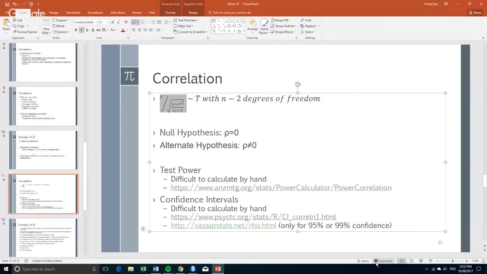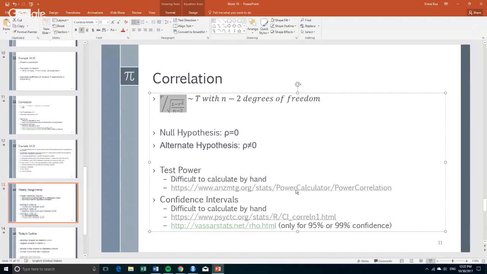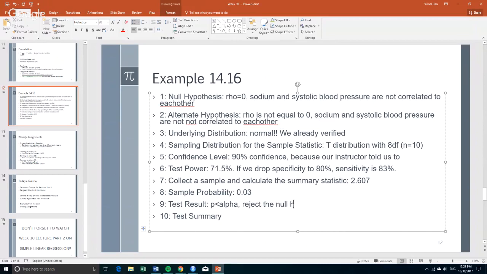Okay, let's go back to our slides. So we calculated the test statistic. Let me fill these in a little bit. So we calculate our test statistic. That was 2.607 or something like that. Our probability was 0.03-ish. Test results, P is less than alpha. Reject the null hypothesis. And then I kind of did the test summary out loud. That's where I talked about how we have sufficient evidence to suggest that the null hypothesis is incorrect.